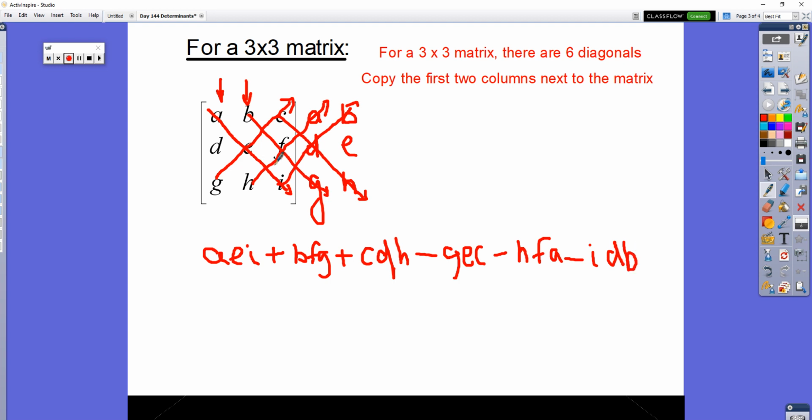So 3 diagonals going in the correct direction, add up their products. 3 diagonals going the wrong way, subtract their products. And whatever number this produces, it will be one singular number when you get done doing all that math. That represents the determinant for this 3 by 3 matrix. So let's practice on a few examples now.